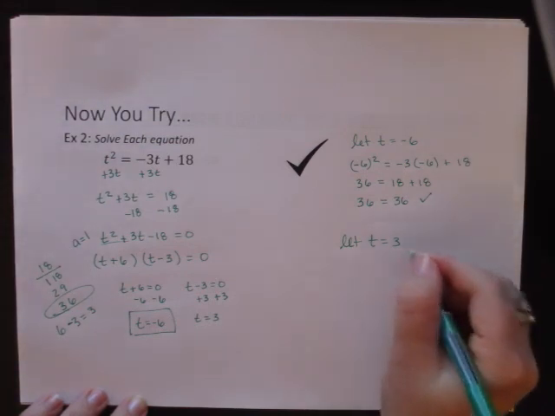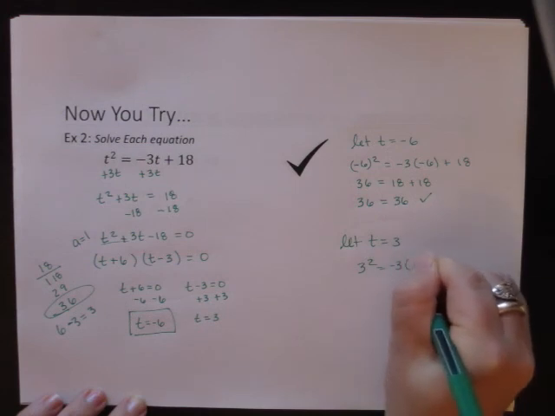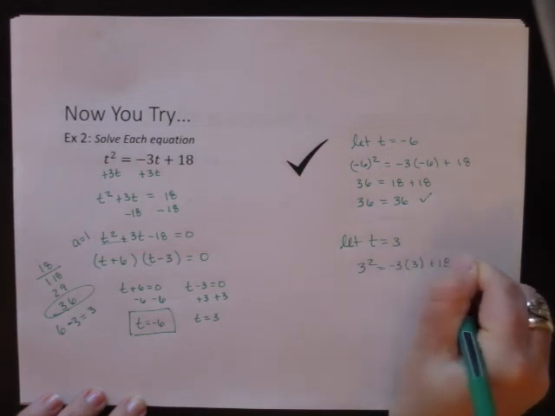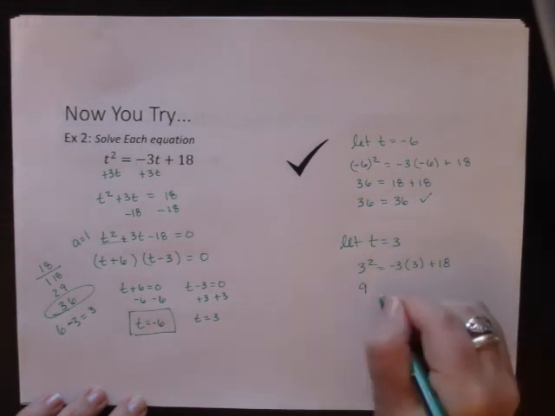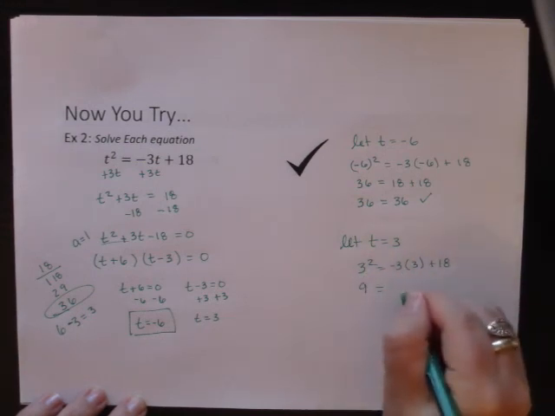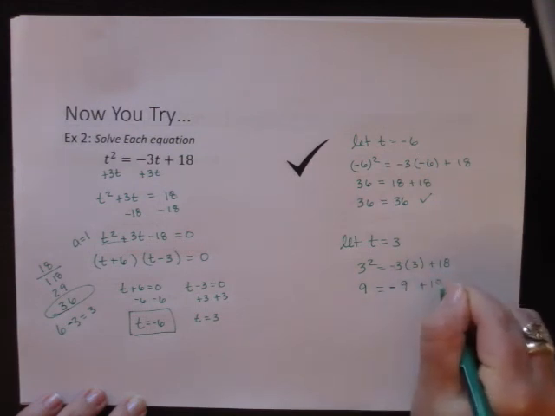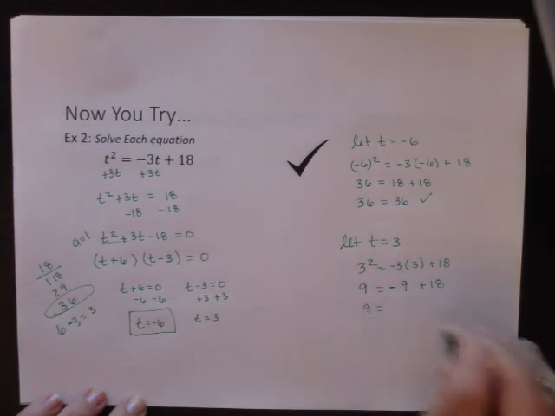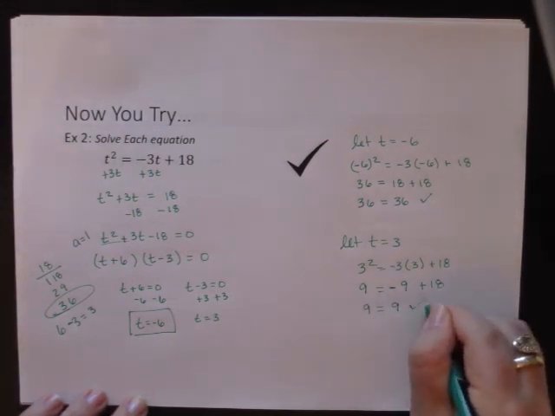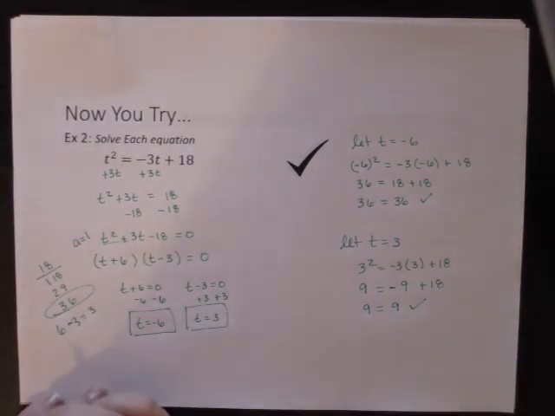Now I've got to let t equal positive 3. So I go 3 squared equals negative 3 times 3 plus 18. So 3 squared will definitely give me 9. A negative times a positive is going to be a negative. 3 times 3 is 9 plus 18. Negative 9 plus 18 will give me a positive 9. 9 equals 9. That is a true story. So I come and I box my answer. I hope you did well on this.